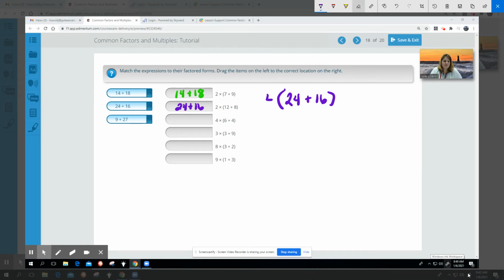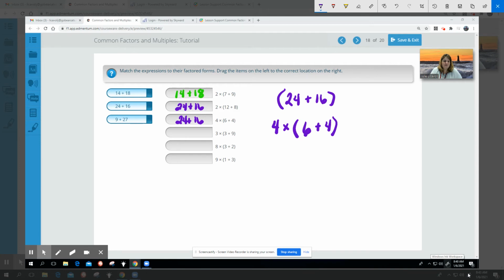Let's try to factor out a 4. Sorry, I should put it down here. Okay, so 4, if we pull 4 out, what's going to be left? Because I know that 4 is a factor of 24 and 16. 4 times 6 is 24. 4 times 4 is 16. And that's right here, 4 times 6 plus 4. So I can see that 24 plus 16 is also equivalent to this expression.